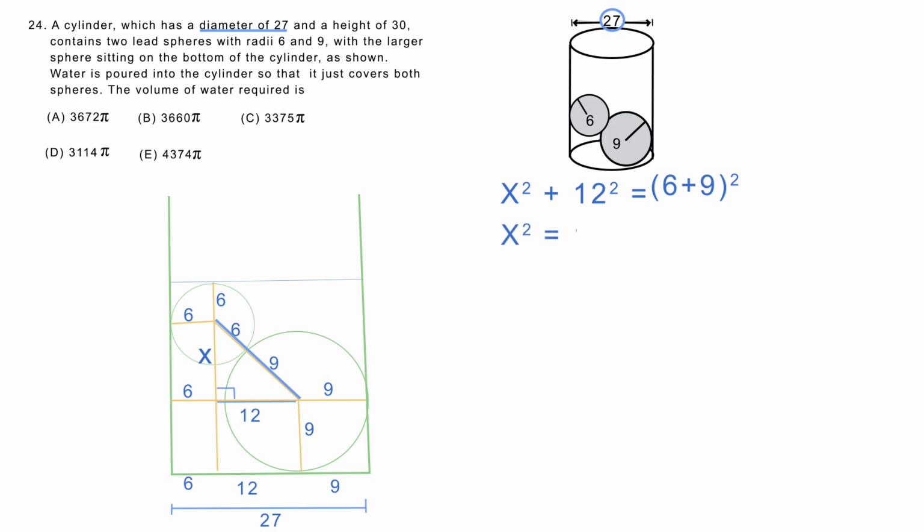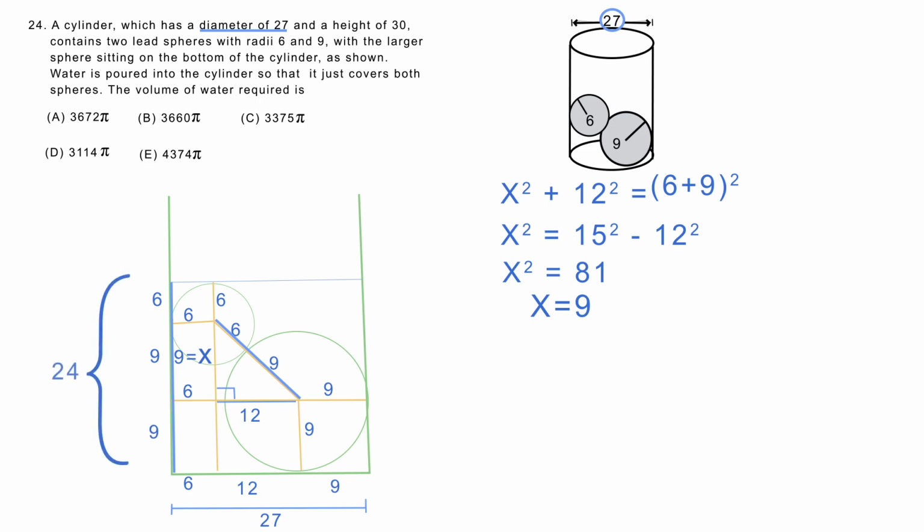So this becomes x squared is equal to 15 squared minus 12 squared, and that is 81, and therefore x is equal to 9. So this distance is 9. So if I write all the numbers on the side, like here, this is 6. From here to here, we just figured out that's 9. And from here to here, we know that's 9 because it's the same as the radius right there. It means that this whole side is equal to 6 plus 9 plus 9, which is 24. And that is the height of the water in this diagram.